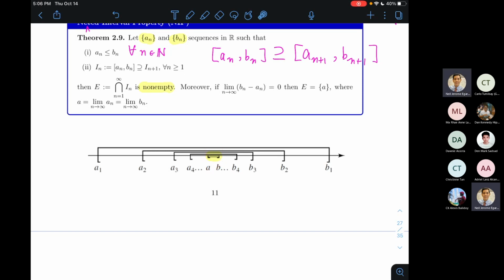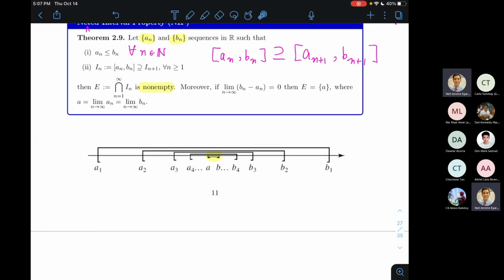Alright? And then there's an additional result. Kapag daw nagkataon na yung limit ng BN minus AN ay equal kay 0. But how can we interpret BN minus AN? We can interpret BN minus AN to be the length of the nth subinterval. Right? So yung AN, BN, ang haba niya ay BN minus AN. Pag kinuha pala natin yung sequence formed by the lengths of the nested intervals at nag-approach siya kay 0, then yung intersection nung mga intervals na yon ay isa lamang singleton. Isa lang yung laman niya. Ang laman niya si A, pero si A yung limit ng AN at limit din ni BN. Right?